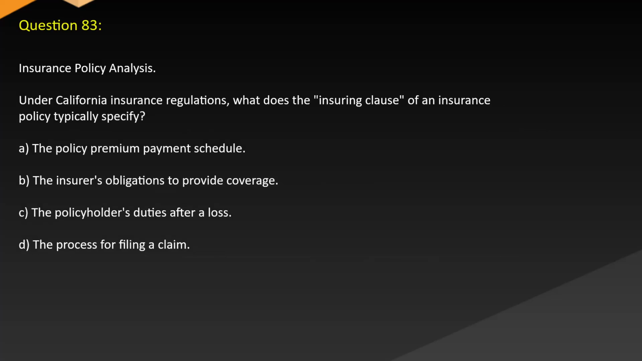Under California insurance regulations, what does the insuring clause of an insurance policy typically specify? A. The policy premium payment schedule. B. The insurer's obligations to provide coverage. C. The policyholder's duties after a loss. D. The process for filing a claim.